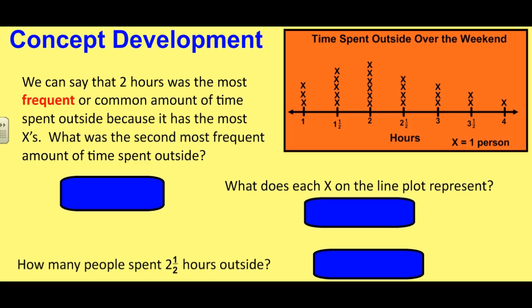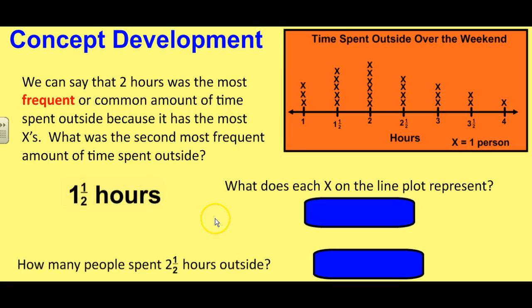What's the second most frequent amount of time spent outside? So other than 2 hours, what's the next amount of time that was spent outside where it has the most X's other than 2 hours? So get that time written on your paper and push play when you're ready to check it.